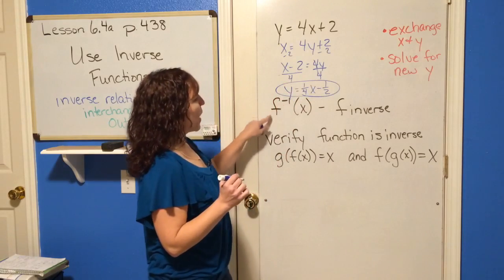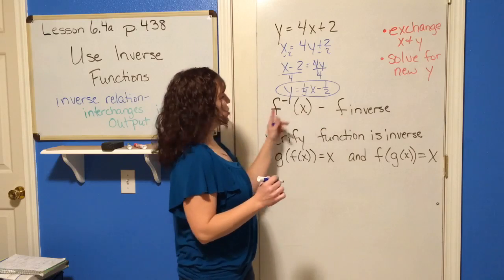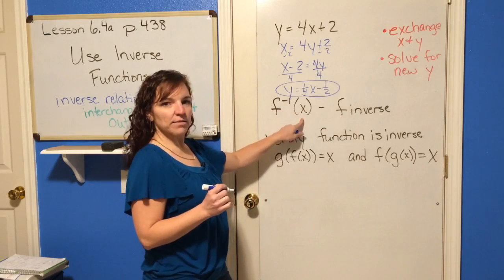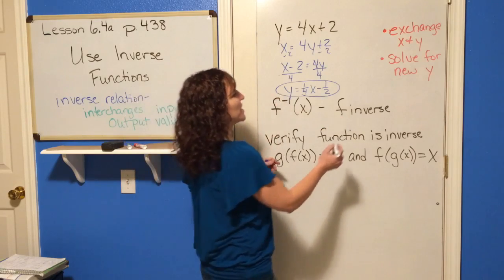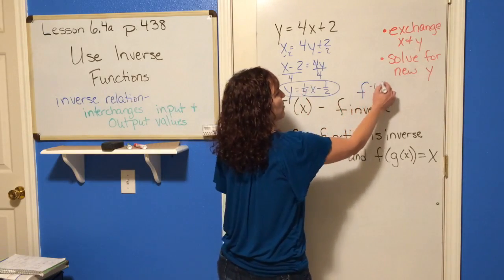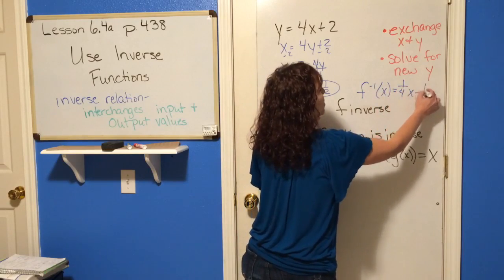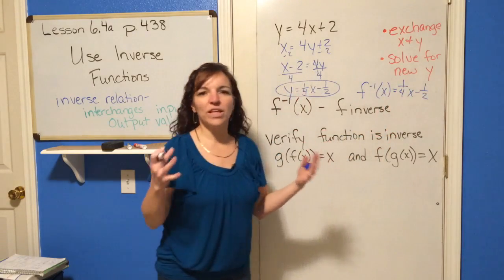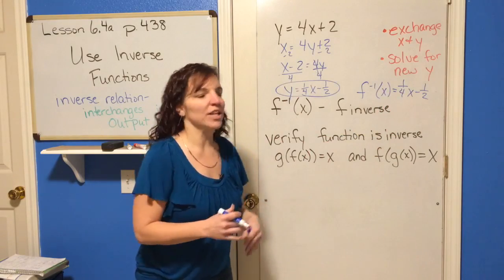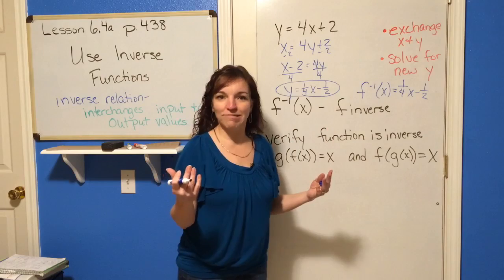And what we would write it as is f^-1(x), and that reads f inverse. f inverse of x is how you would read this. So f inverse of x equals 1/4 x minus 1/2. And that really and truly is all you do on the whole first section. Simply swap the x and y, solve for y. There's your inverse function. Easy.